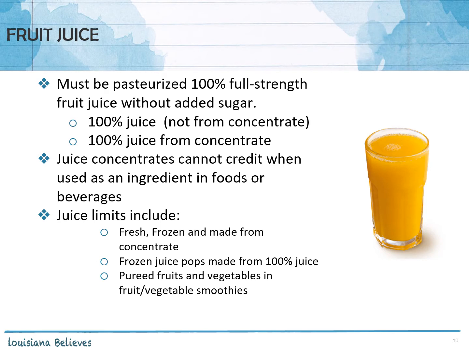When calculating the total amount of juice that students can select, menu planners must count all sources of 100% fruit juice served during the week. This includes juice that is fresh, frozen, or made from concentrate, frozen juice pops made from 100% fruit juice, and pureed fruits or vegetables in the fruit vegetable smoothies. Canned fruit in light syrup or water does not count towards the weekly juice limit.